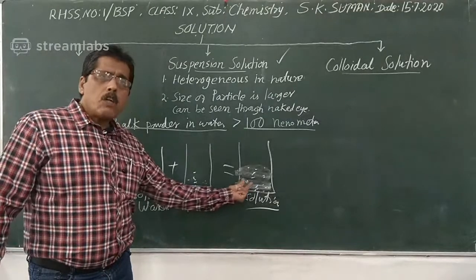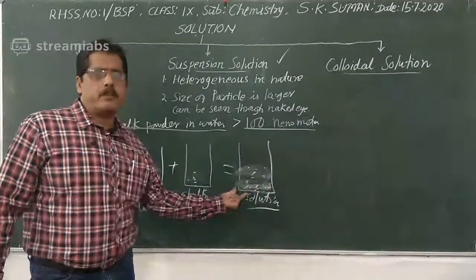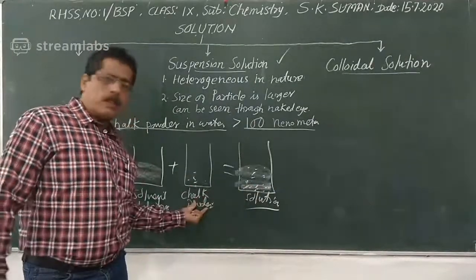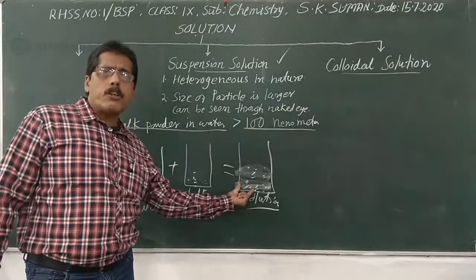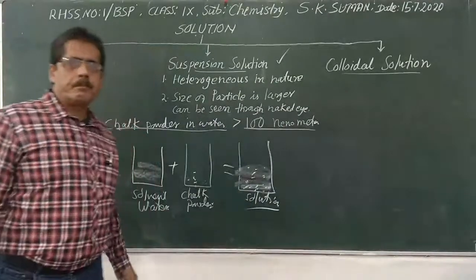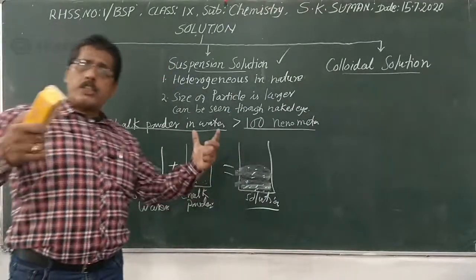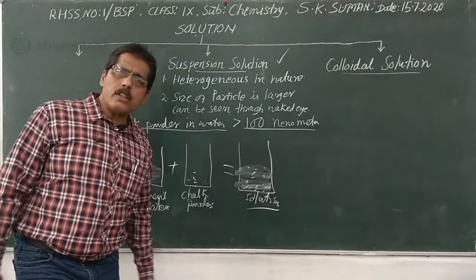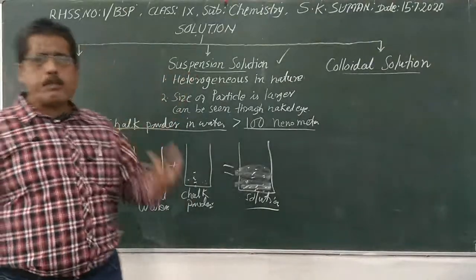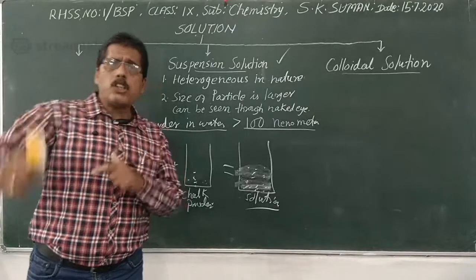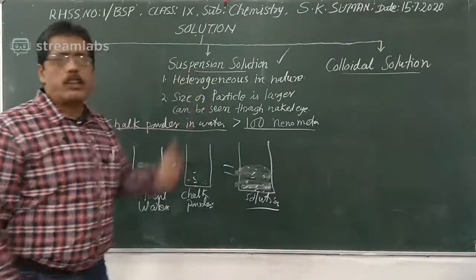So, dear students, how will you get the suspension solution? In summary, a suspension solution is obtained by mixing a non-soluble substance in water. An example is a chalk powder: if you mix it in water, it won't dissolve, it will remain suspended, and after some time, the chalk powder will settle at the bottom of the container. So, that is the property of suspension solution.